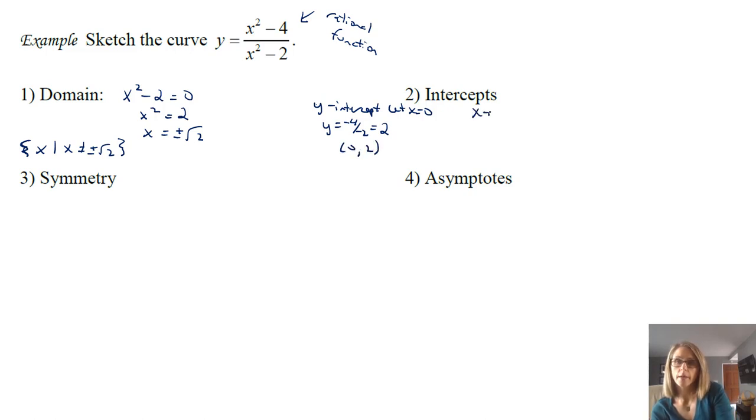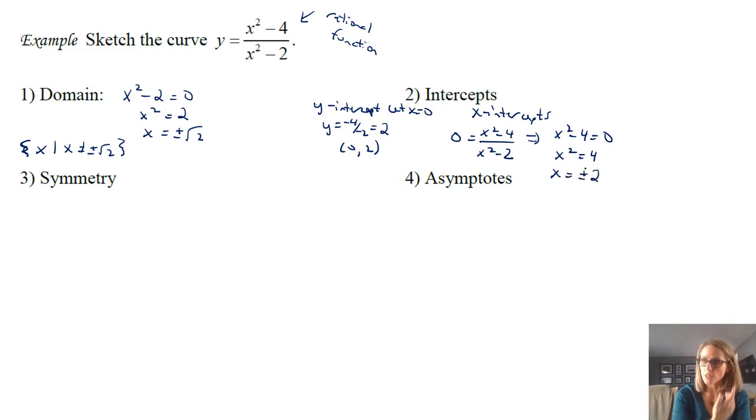In terms of x-intercepts, that's when the function itself is equal to 0. We know from earlier things we've talked about that the only way that this can be equal to 0 is if the numerator is equal to 0. So x is plus or minus 2 would give us 0. That tells us that we have an intercept at 2, 0, and negative 2, 0.